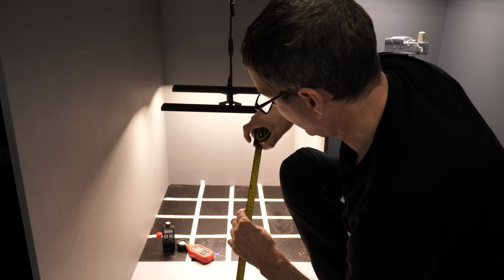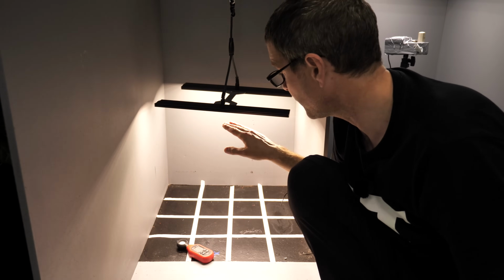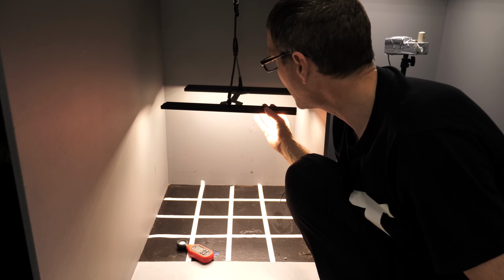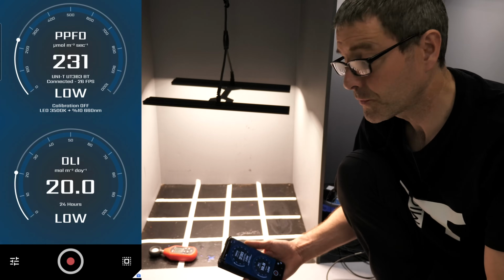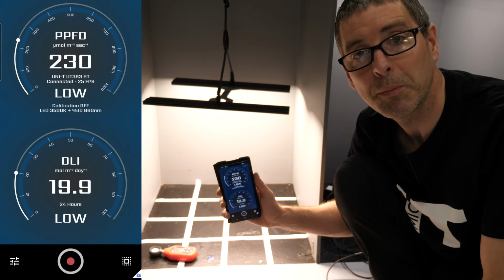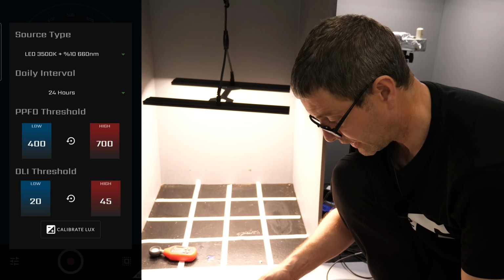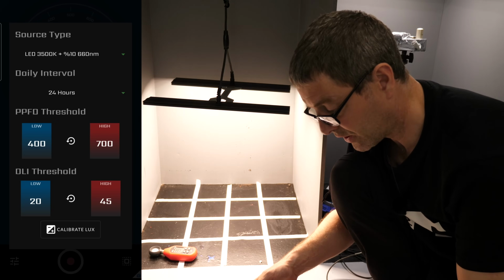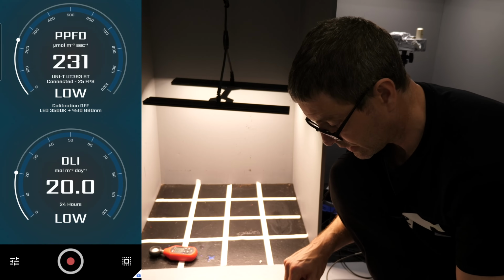Okay, so now they're at the equivalent height in terms of from the light to the sensor. Okay, so I've now got it set up for using the lux meter with the PPFD app. Just going to double check I have the right selection yet. So it's LED 3.5K plus 10%, which is correct for the Pro. That's okay. I'm going to tap the bottom.